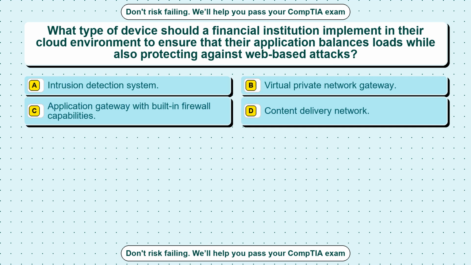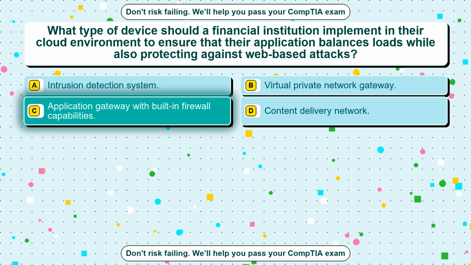Question 3. What type of device should a financial institution implement in their cloud environment to ensure that their application balances loads while also protecting against web-based attacks? Option A. Intrusion detection system. Option B. Virtual private network gateway. Option C. Application gateway with built-in firewall capabilities. Option D. Content delivery network.